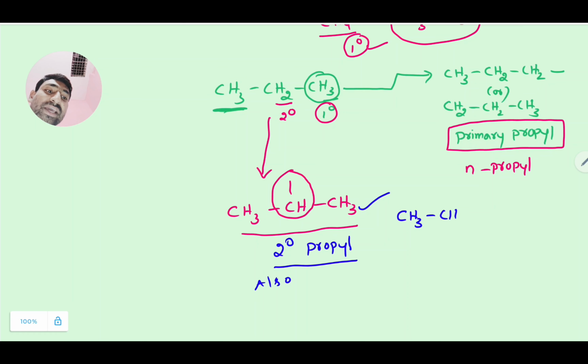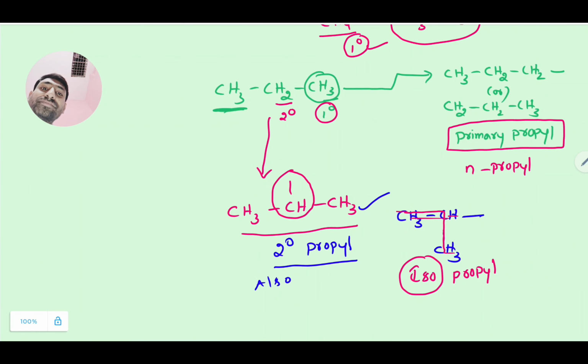CH3 bond CH bond CH3, like this also we can represent. At the chain terminal, if there is an L shape, then that one is also called iso. Now this is also called isopropyl. Also called what? Isopropyl, guys.